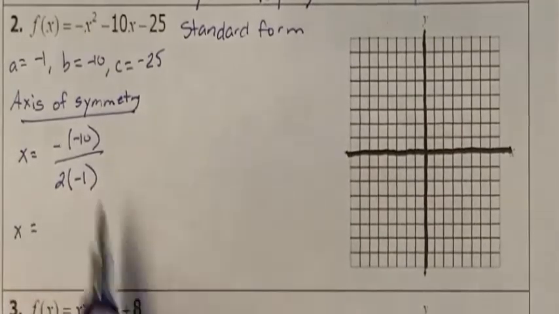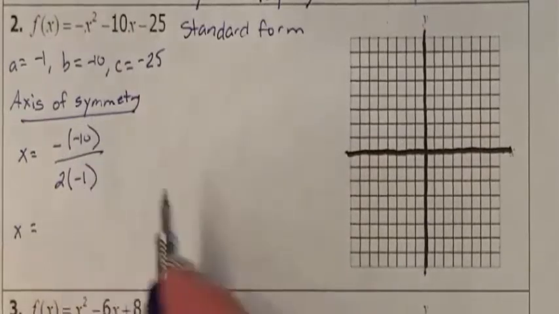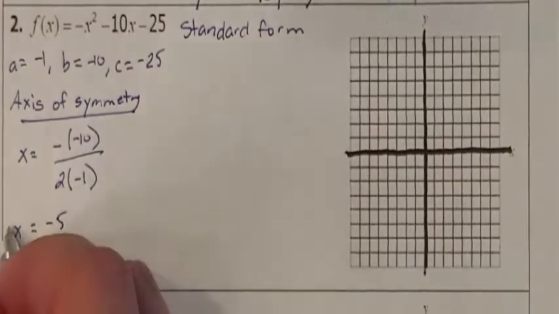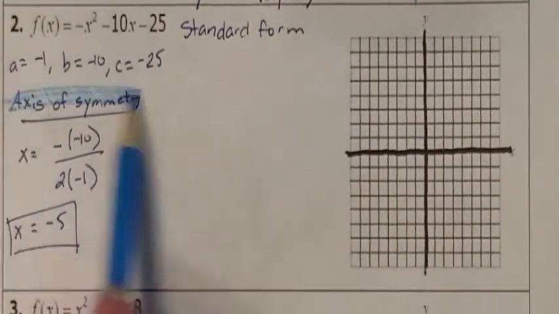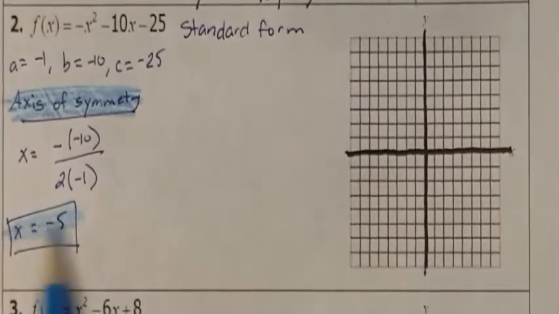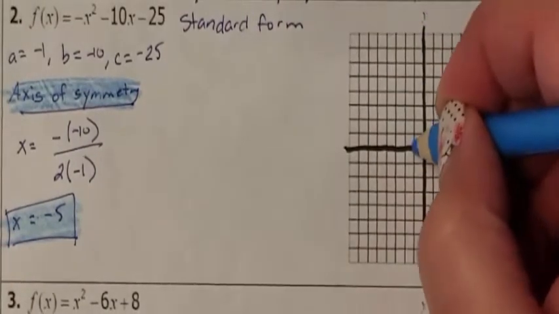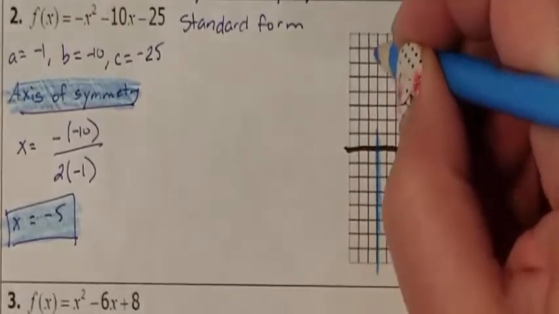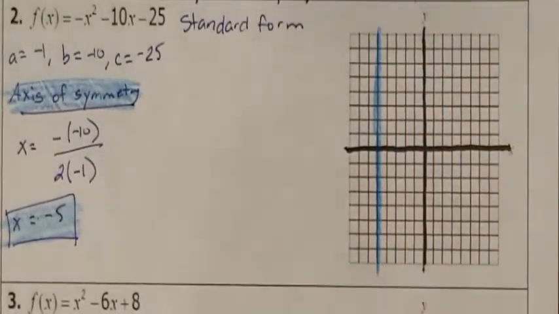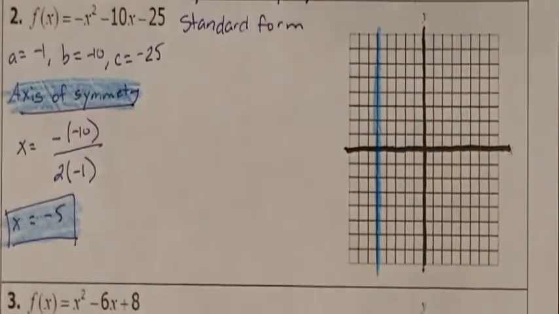So my axis of symmetry is the opposite of negative 10, so I have 10 divided by negative 2. So my axis of symmetry is x equals negative 5. I need to color in where I found x to be negative 5. This is my y-axis, so this is 1, 2, 3, 4, 5. Here is my y at negative 5, here is my x at negative 5. So that's my axis of symmetry.